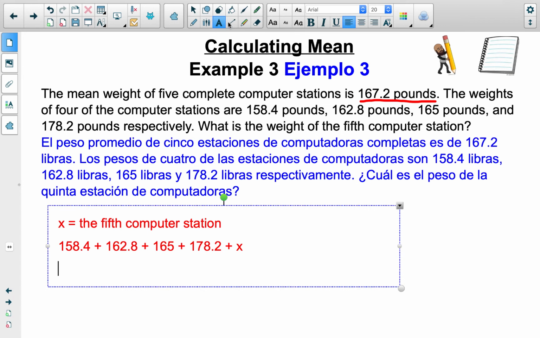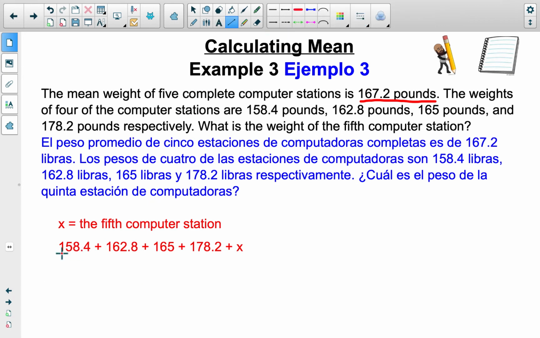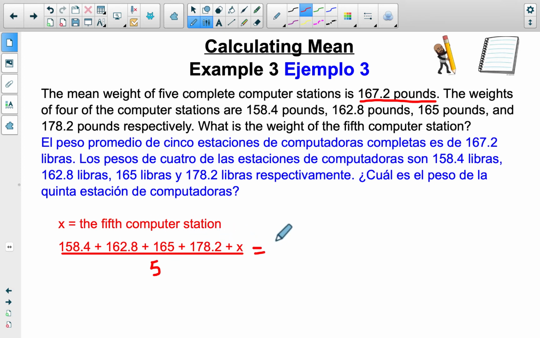When you divide it, hopefully this is still red. Yes, very good. When you divide it by 5, because there are 5 elements here, you have 1, 2, 3, 4, and 5. Remember, X is a value. We just don't know it yet. But that should end up equaling 167 and 2/10 pounds.